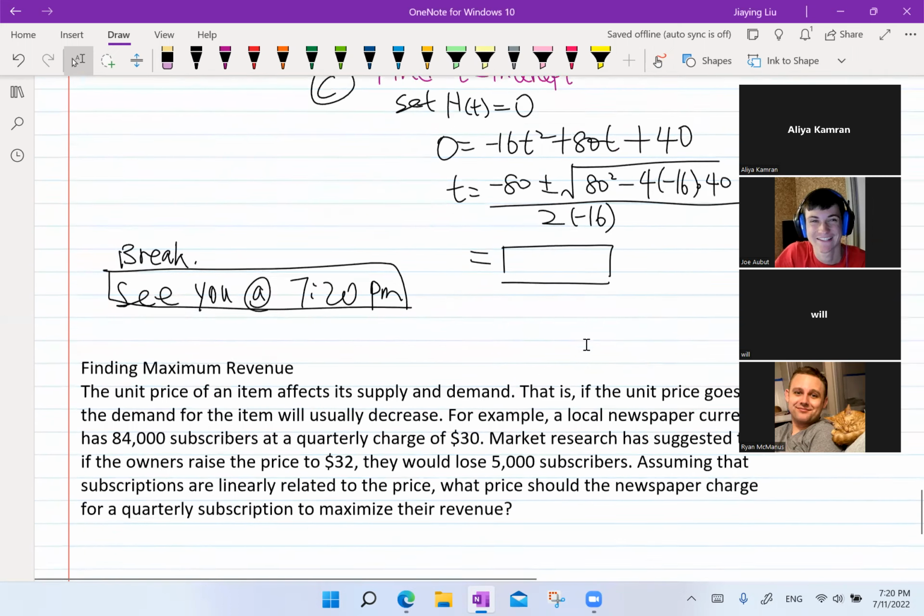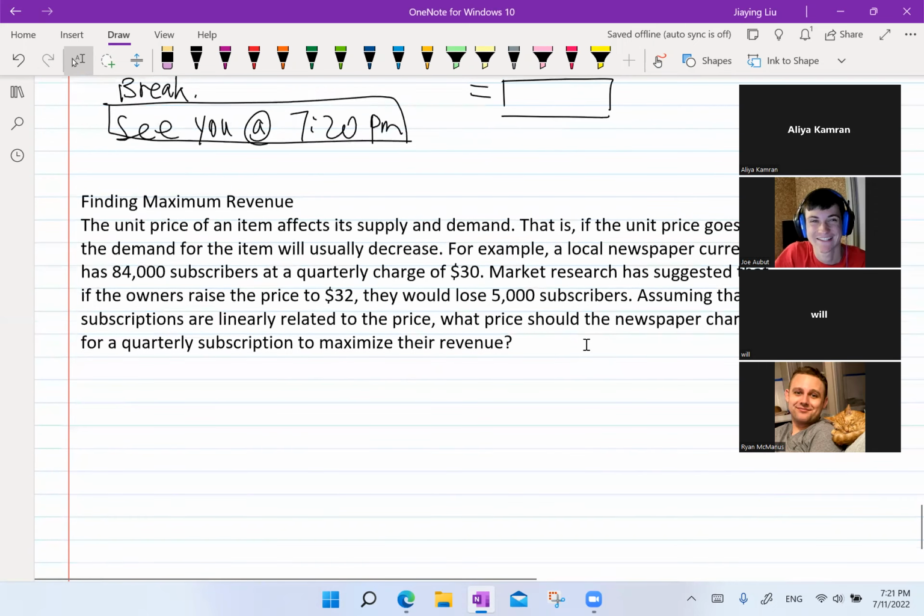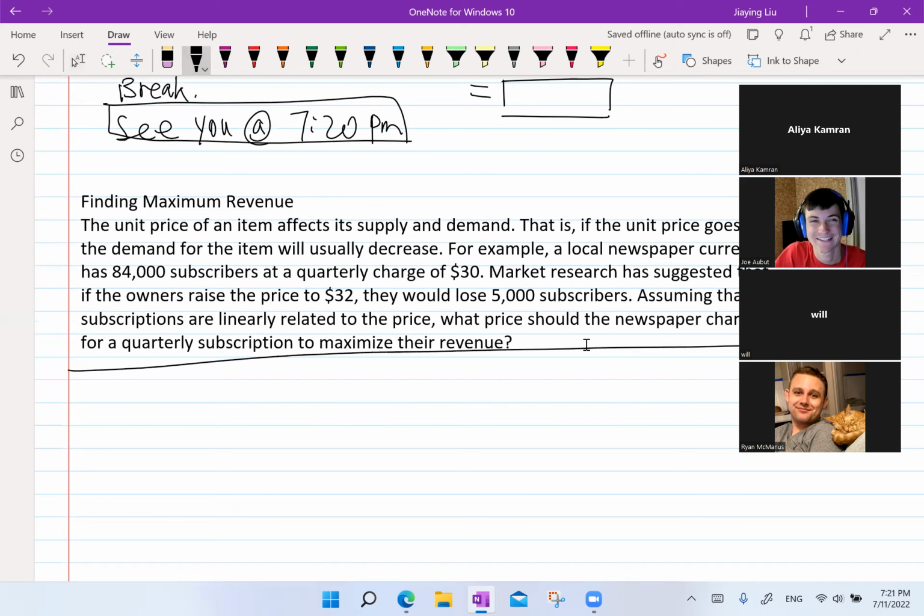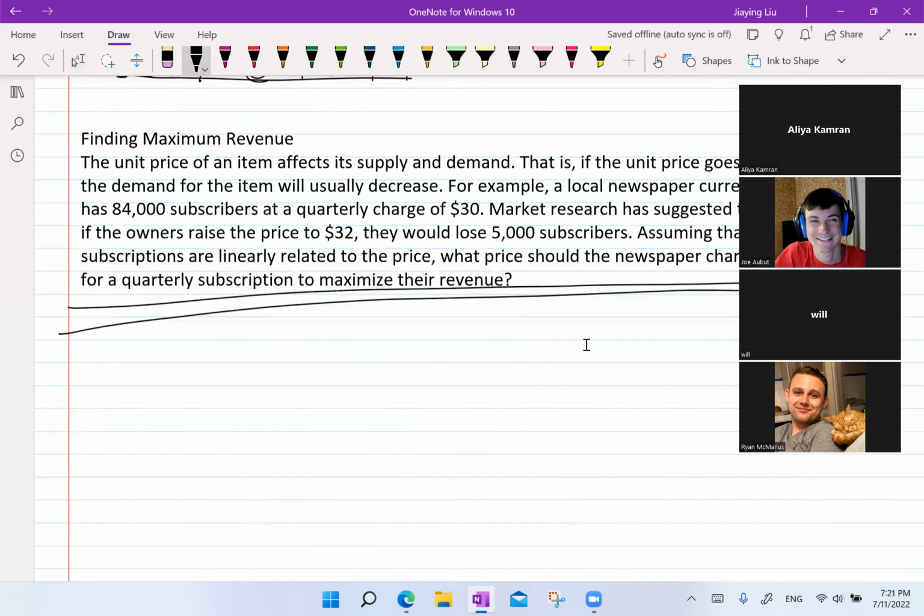So we're going to spend the next half of this lecture going over, we're going to skip the example on maximum value, maximum revenue. What we're going to go over next is power functions and polynomial functions. So power functions, this is section 3.3, power functions.